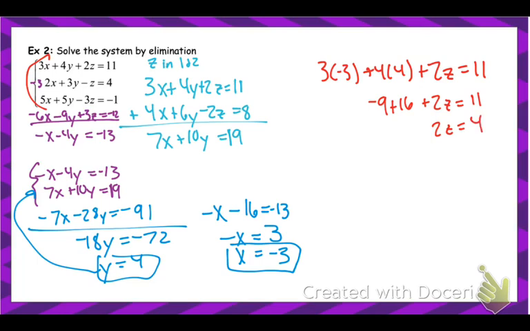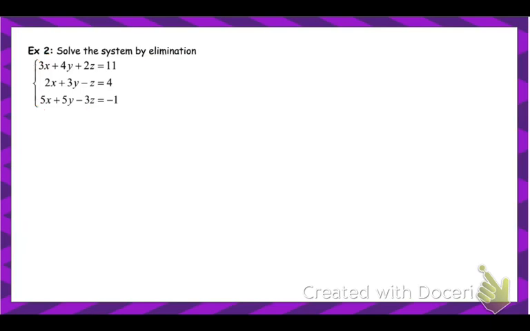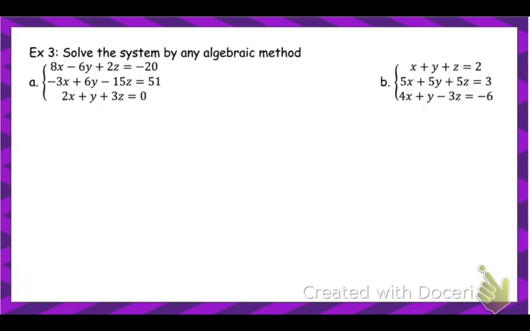So 2z equals 4, so z is equal to 2. Alright, so if you feel pretty comfortable, go ahead and pause the video and try these next two either by substitution or by elimination.